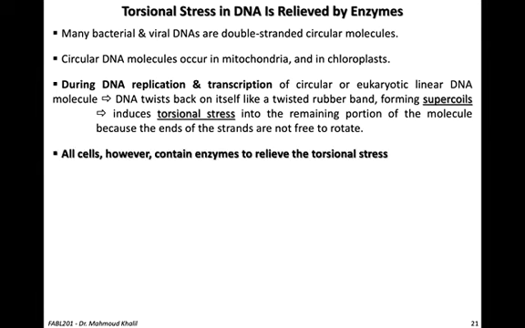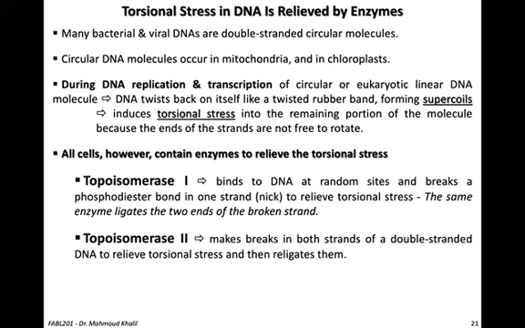So all cells have an enzyme responsible for relieving this torsional stress. There are two types of enzymes, topoisomerase 1 and topoisomerase 2. Topoisomerase 1 binds to locations on the DNA at random sites. These locations have torsional stress, that means the DNA is coiled around itself. And topoisomerase 1 will cut one strand, called a nick, to relieve this torsional stress. And then after relieving the torsional stress, the same enzyme will rejoin the two ends of the broken strand. While topoisomerase 2, instead of cutting one single strand, will cut a double strand. And once the torsional stress is relieved, topoisomerase 2 religates them.